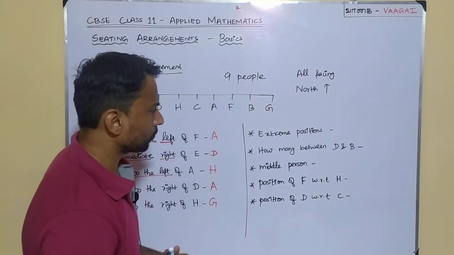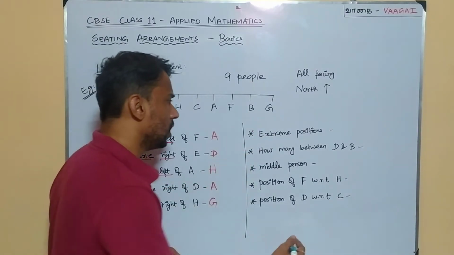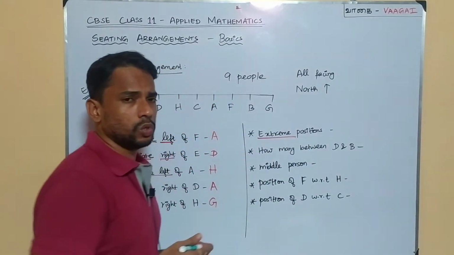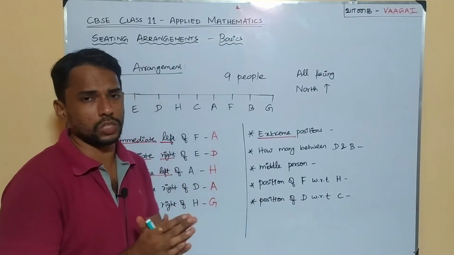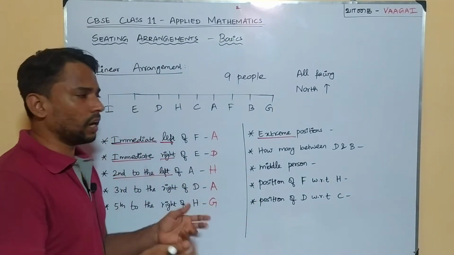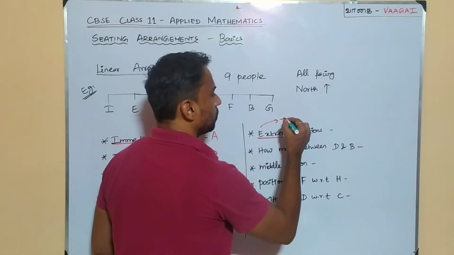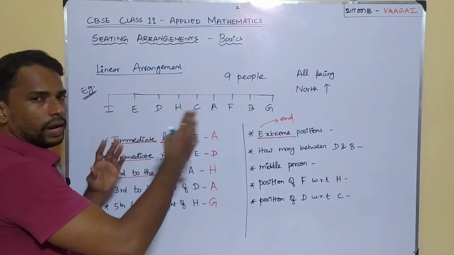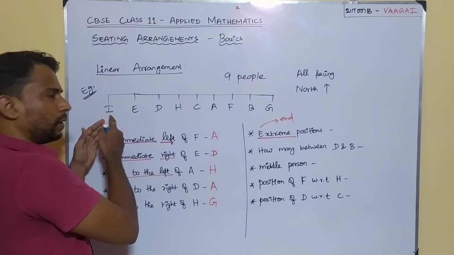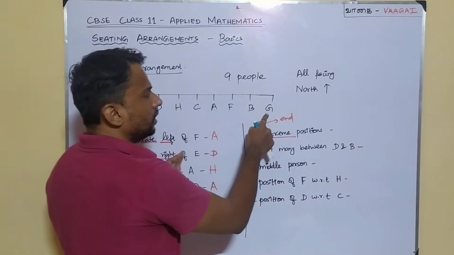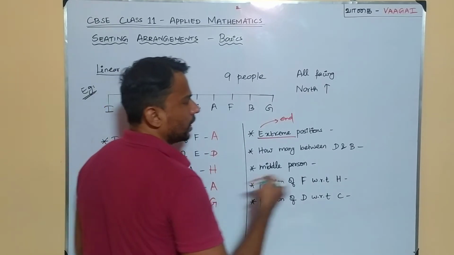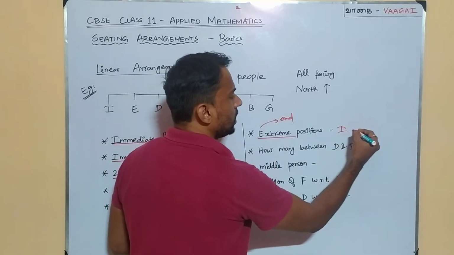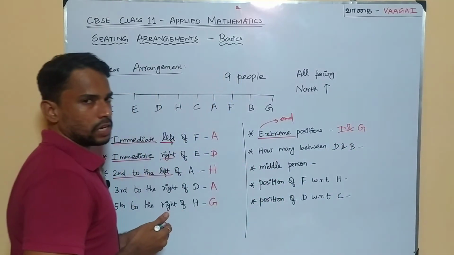And next, an important word they are using here: extreme positions. Which two people are sitting in the extreme positions? What do you mean by extreme? Extremes are the end positions, very simple. So which two people are going to be occupying the two end positions? The left end is occupied by I, and the right end is occupied by G. So the extreme positions are I and G. They are the extreme people.